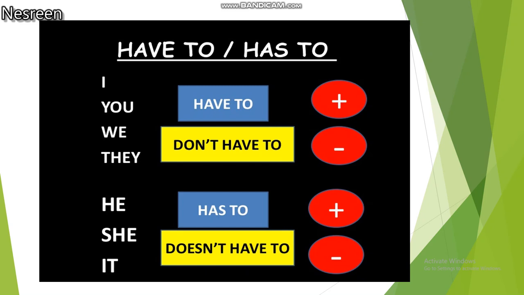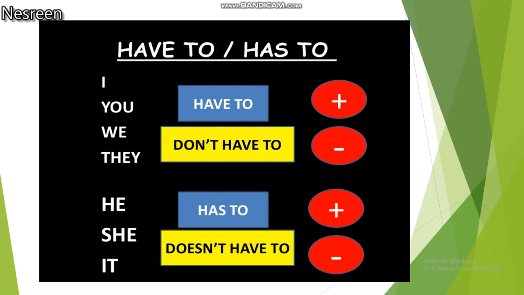When do we use have to and when do we use has to? We use have to with I, you, we, and they. With these subject pronouns, we use have to. And if you want to use the negative form, you will use don't have to. The other subject pronouns, he, she, it, we will use has to. He has to go to work early. And if you want to use the negative form, you will use doesn't have to.